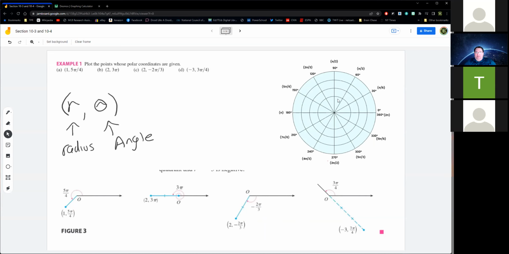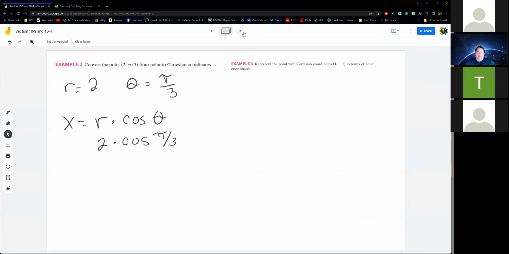And sine does the opposite. Sine starts off at 0, goes to 1/2, square root of 3 over 2, and then 1. So cosine of pi over 3 is 1/2. So this is 2 times 1/2. So x equals 1.